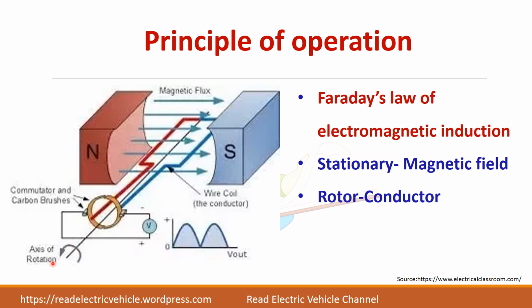This is the axis of rotation of the conductor, that is, you are rotating the conductor in the magnetic field. We have seen that whenever there is a rate of change of flux, as the coil is rotating, it will cut the magnetic flux. So there is a rate of change of flux, so EMF will be produced. The magnitude of the EMF will depend upon the position of the conductor in the magnetic field, that is, whether it is at 0 degrees or at some angle. Depending upon that, voltage will be produced.